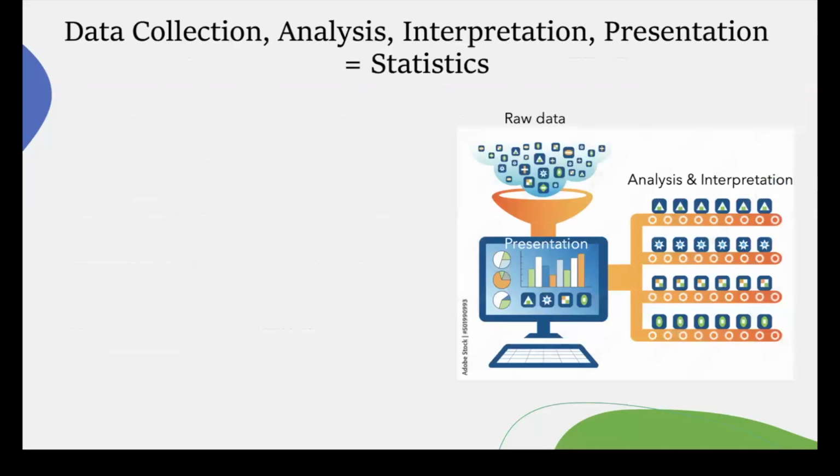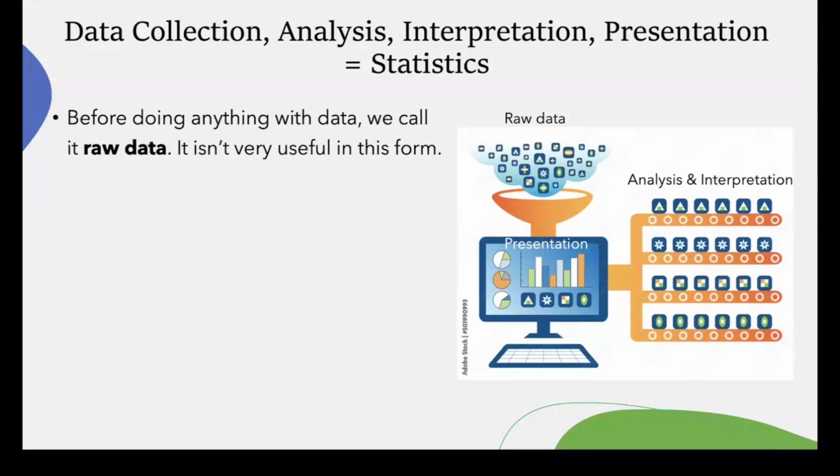Okay. The process of statistics as a whole, as a study, as an experiment, involves several parts. The first part is the collection of the data. Before we do anything with that data, we call it raw data. So imagine like raw food before you cook it. Raw data is data before you do anything useful with it. So in this picture up here, we have the raw data, and this is where the process begins. And you could see it like emptying into this funnel here.